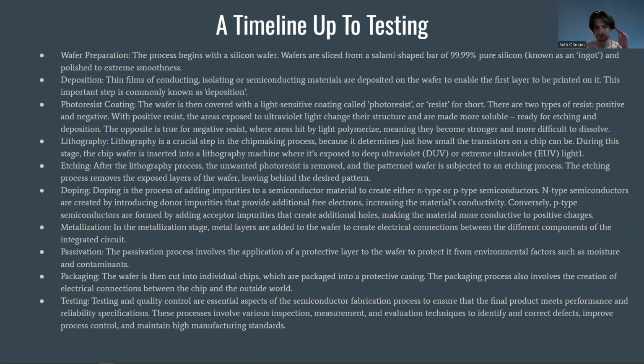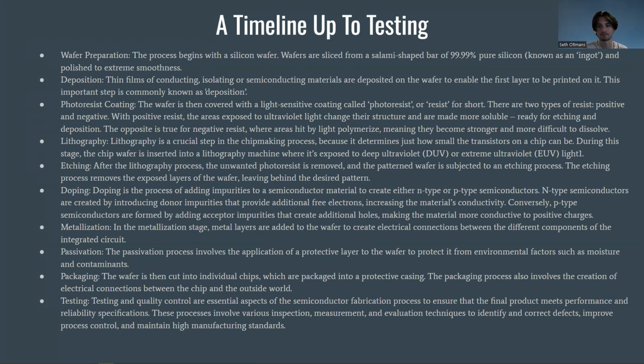The 7 nanometer width is what's searched for, or that's the bare minimum. That size is what's happening in this step. And then after the lithography process, the etching happens, and the patterned wafer is subjected to this etching, which removes exposed parts of the layer of the wafer.